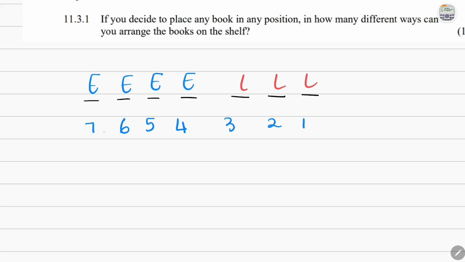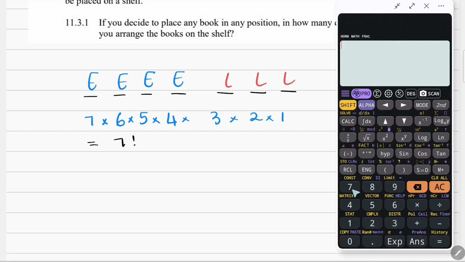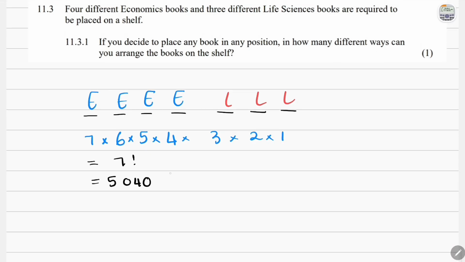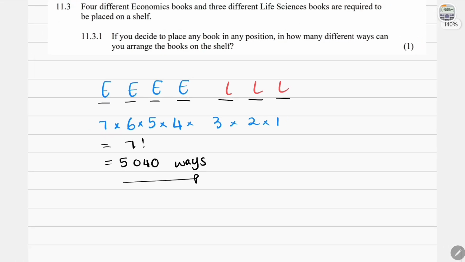Okay, so these are the options and we're going to multiply them. And that gives us 7 factorial. Okay, so you can write it like that, or you could just say 7 factorial. And then on your calculator, say 7 factorial. Okay, it's that button. And this is 5,040 different ways. Okay, they just said in how many ways. So you can just tell them it's 5,040 ways. Moving on to the next question.